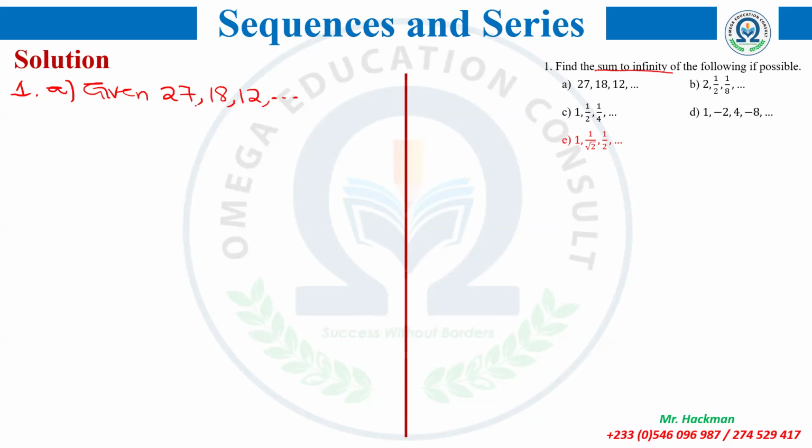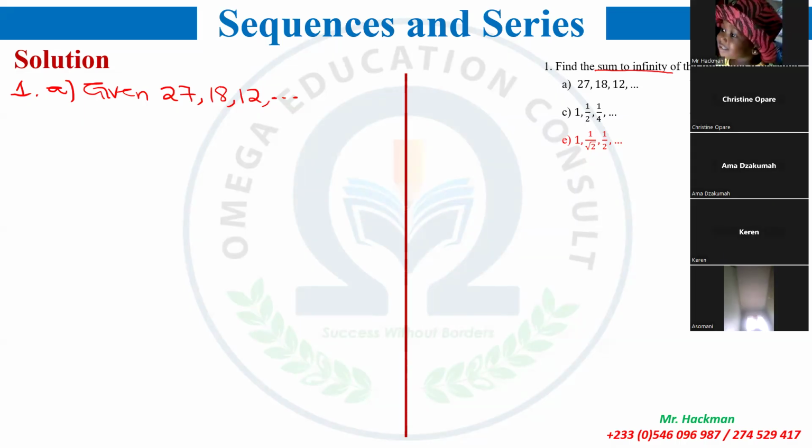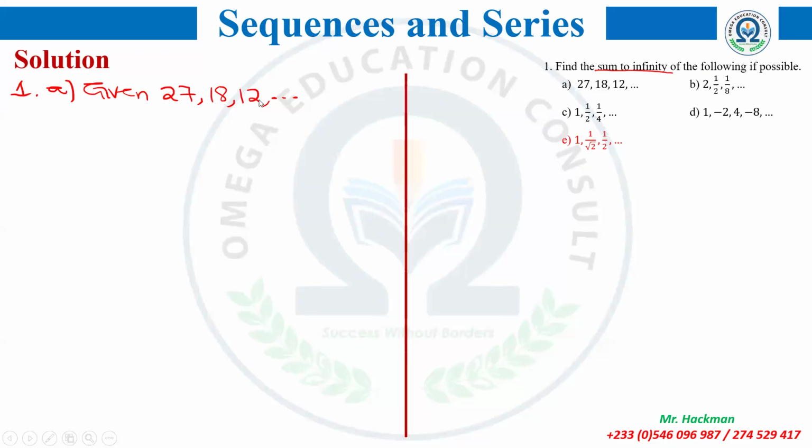18 minus 27, what will you get? 18 minus 27 will give us minus 9. So let's look at the second pair, the difference, 12 minus 18. Obviously minus 6. So we can see that the sequence here is not an AP. So now we are going to move to that of a GP. Our basic progressions, AP then GP.